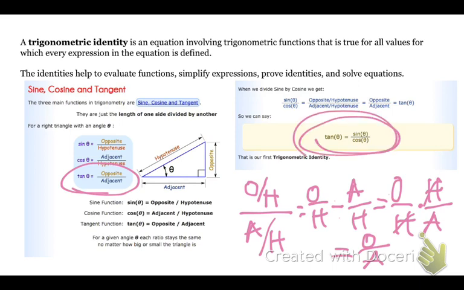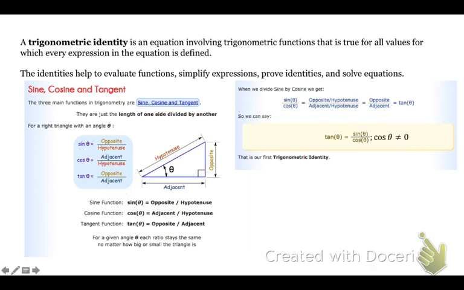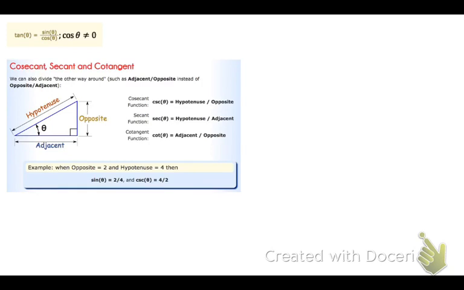This is the first big thing that we need to remember. Another big thing with this is that the cosine of theta can't equal 0. So theta couldn't be 90 degrees, because the cosine at 90 degrees is 0. Remember, on the unit circle, cosine is your x value, and the x value there is 0. So that's our first trig identity.